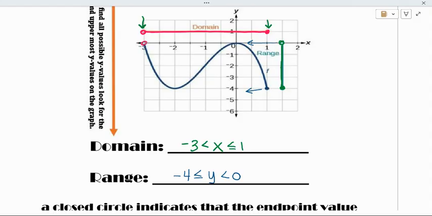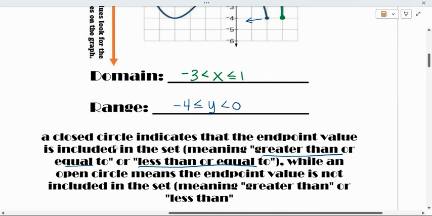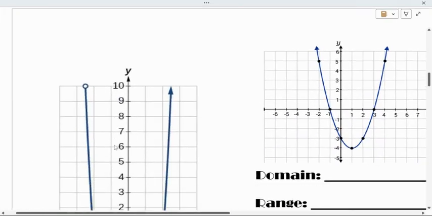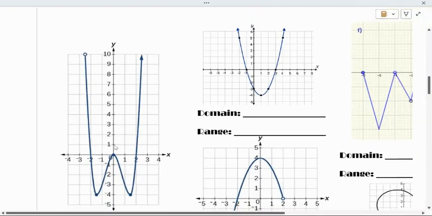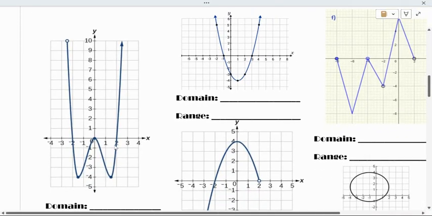All right, next one. So turn the page. We're going to use that idea of lines. Guys, I need you to focus on this. The side conversations have got to stop.